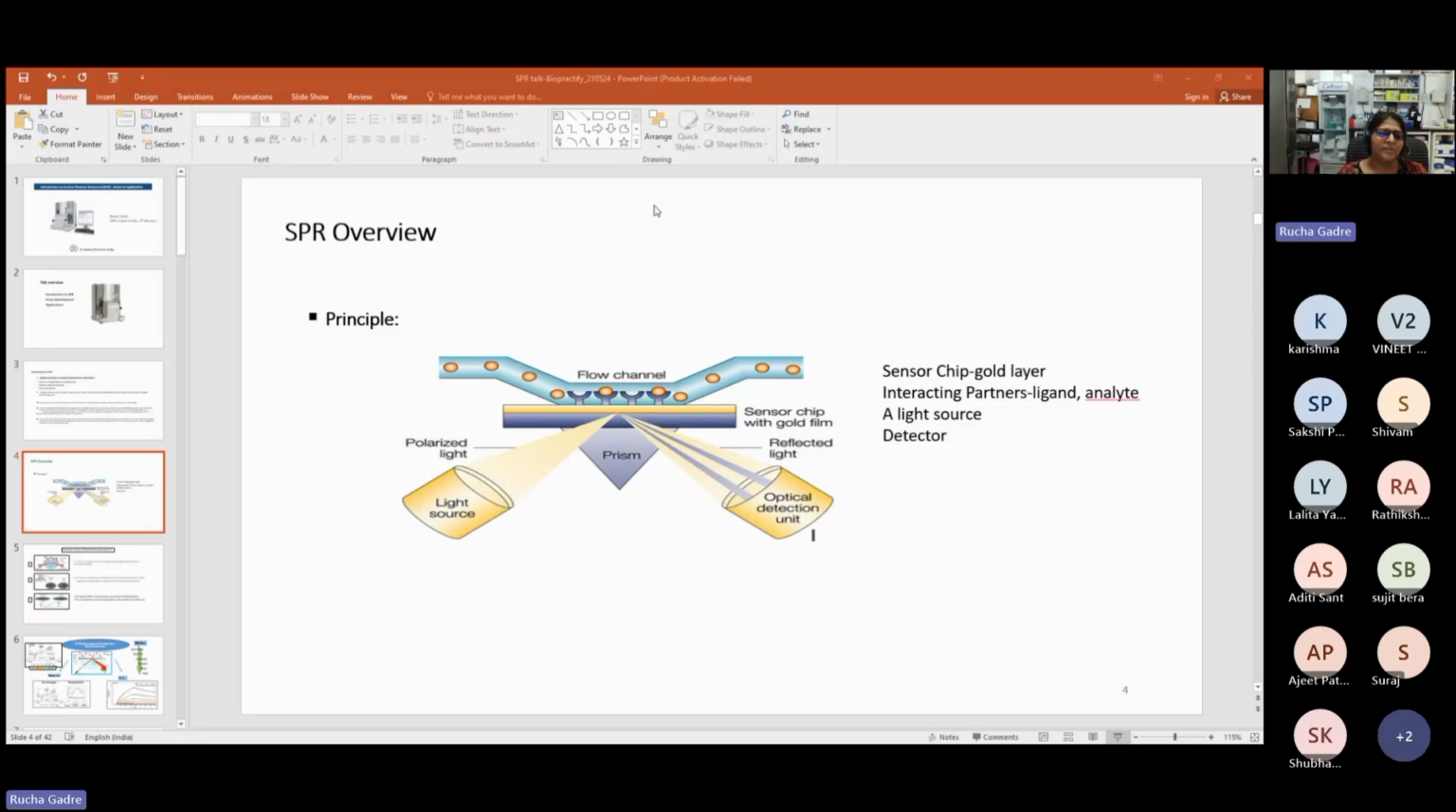Now we will discuss assay development. There are three major steps in assay development. First is immobilization, next is sample injection, and third is regeneration, as we were discussing.